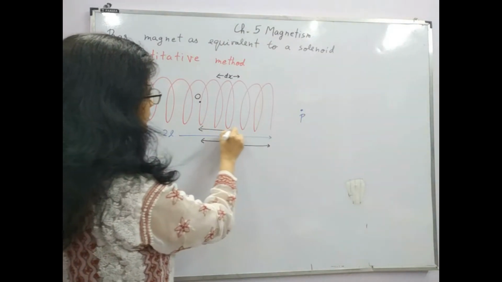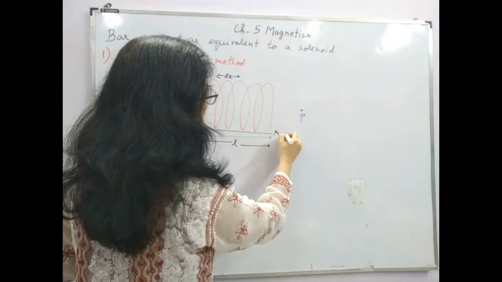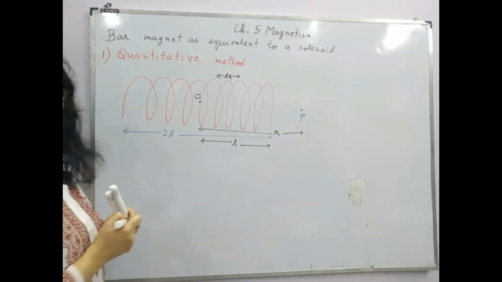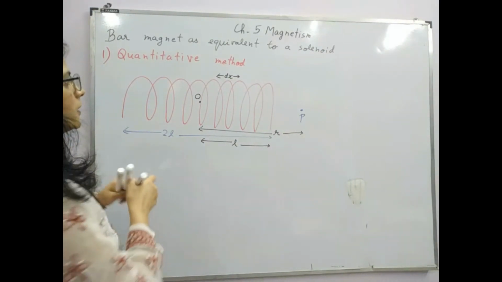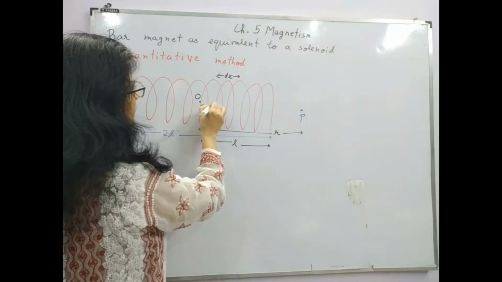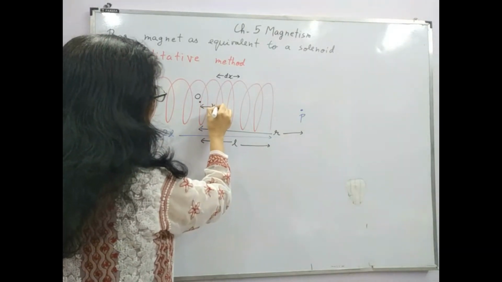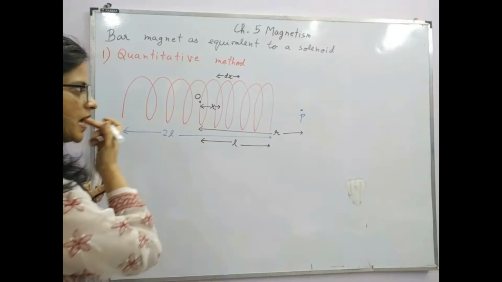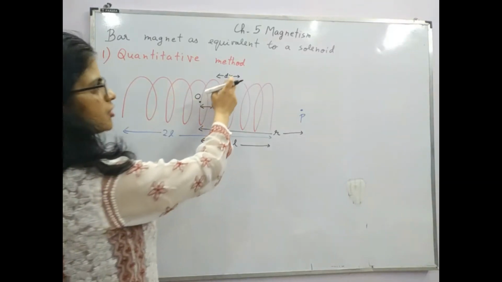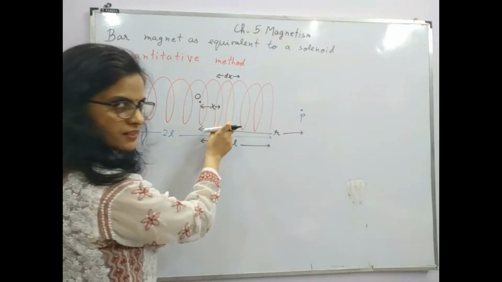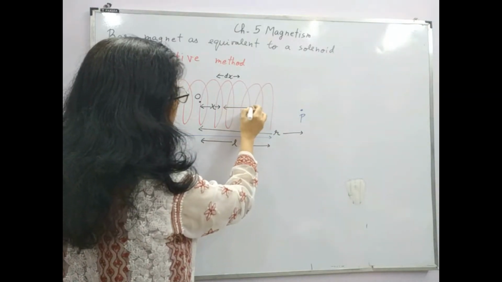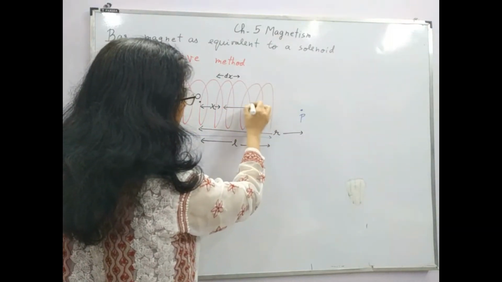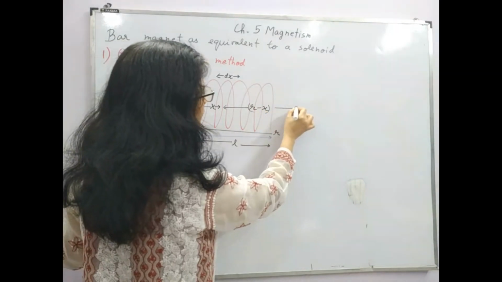Let's consider the distance of this point P from the center of the solenoid as r, and also the distance of this dx element from the center as x. So the distance of this dx element of the solenoid from the point P will be r minus x, right?